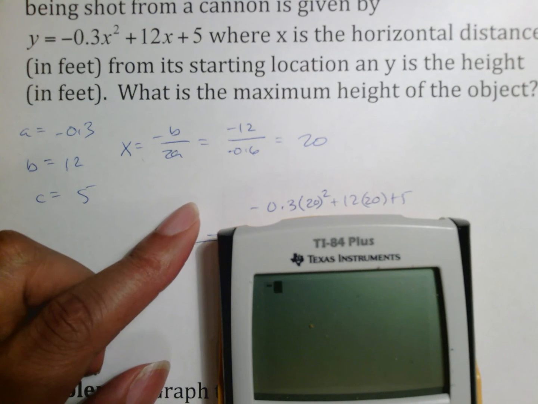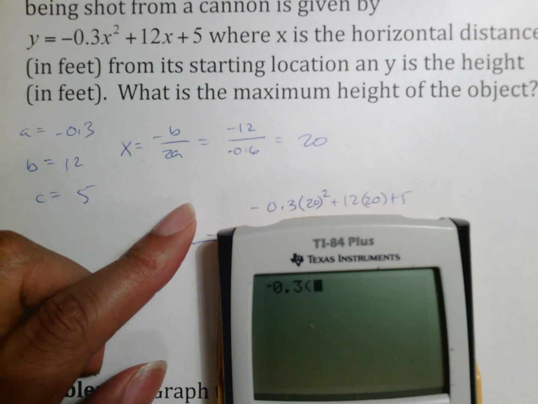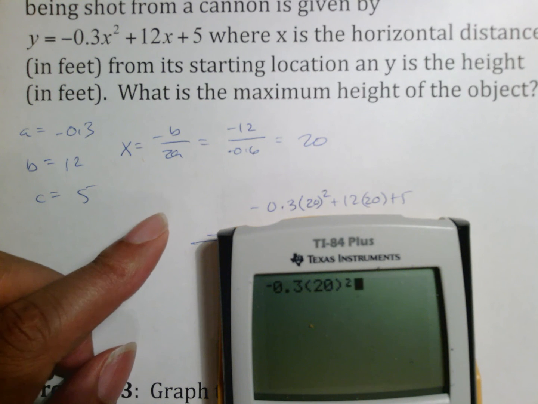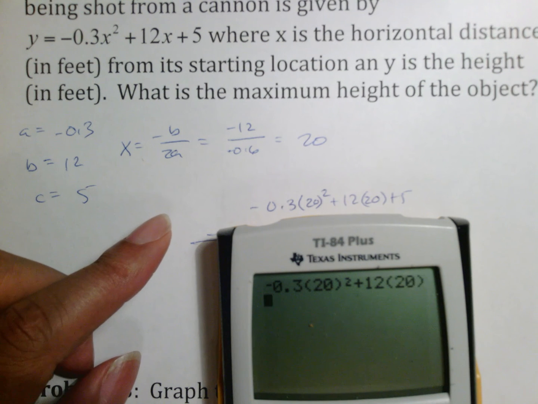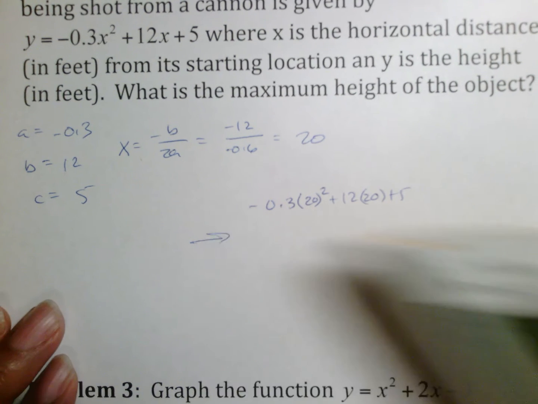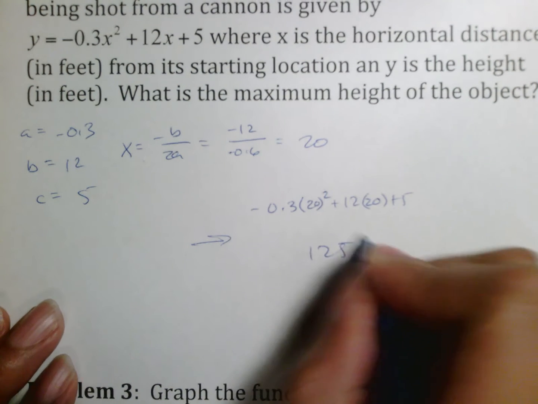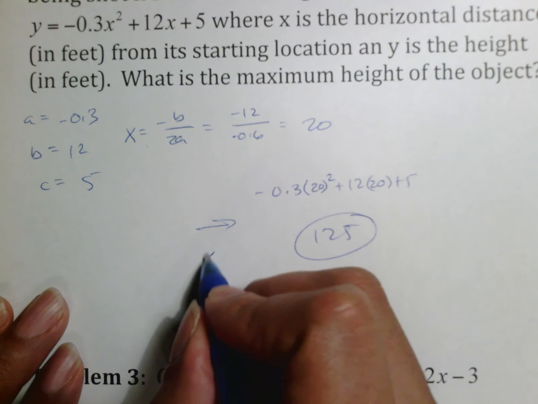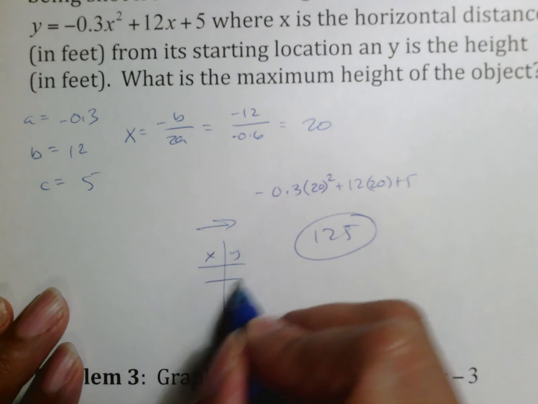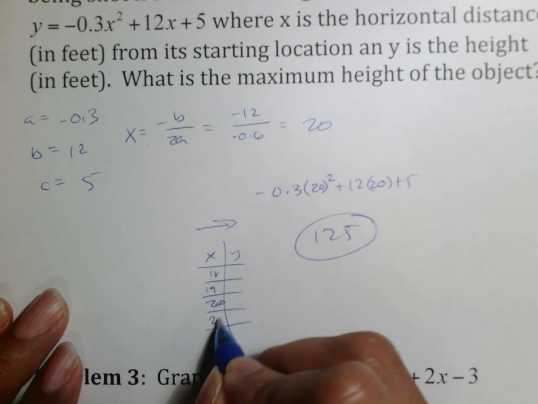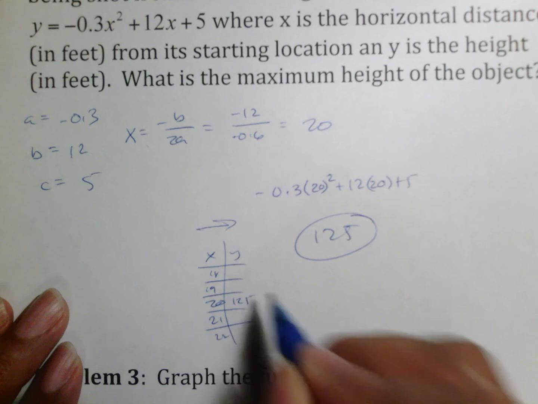So negative 0.3 times 20 squared plus 12 times 20 and then plus 5 gives us a maximum height of 125. Again, keep in mind what we would have there is a 5-point chart if we were doing it the way we normally did it, with 20 in the middle, 19, 18, 21, 22, 125 here.